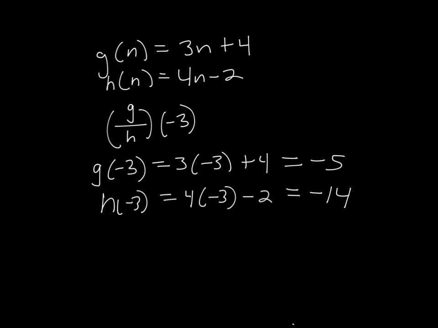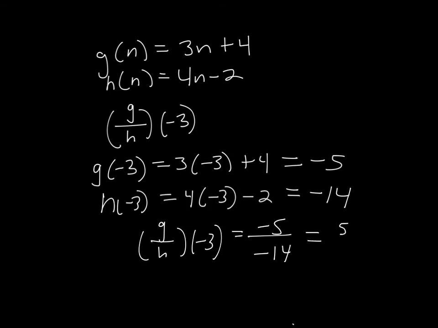And then finally, since the problem said we want g over h of that number, that means we take that number, plug it into the two functions, get the two numbers, and then we're just dividing those numbers. So the final answer, g over h of negative 3 equals negative 5 over negative 14, but when we divide and we have two negatives, the answer is positive. So that's the answer to that problem.